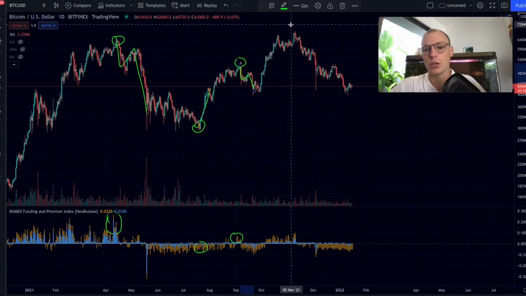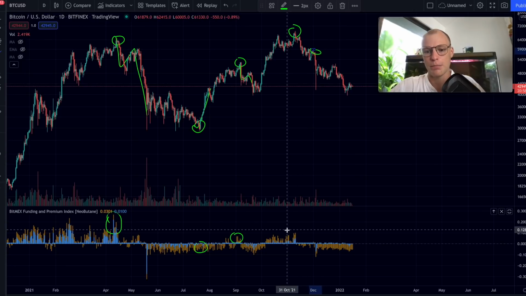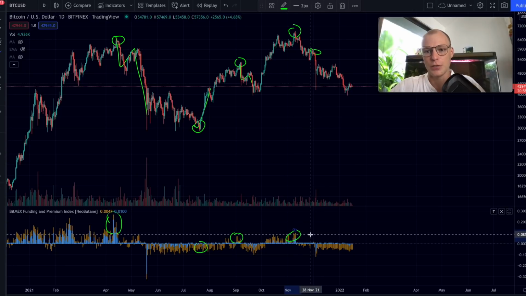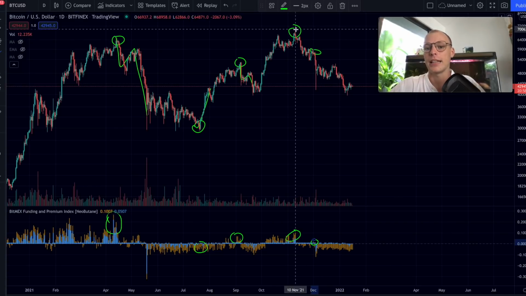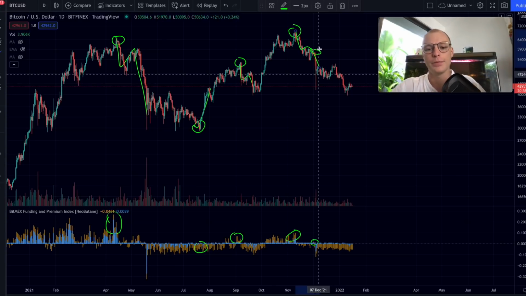Then the next ones were right here and right here. And what we can see is that both of these times the funding rate was slightly positive, and that eventually caused a move down. But what are we seeing now? And this is very important, especially for the bears out there.